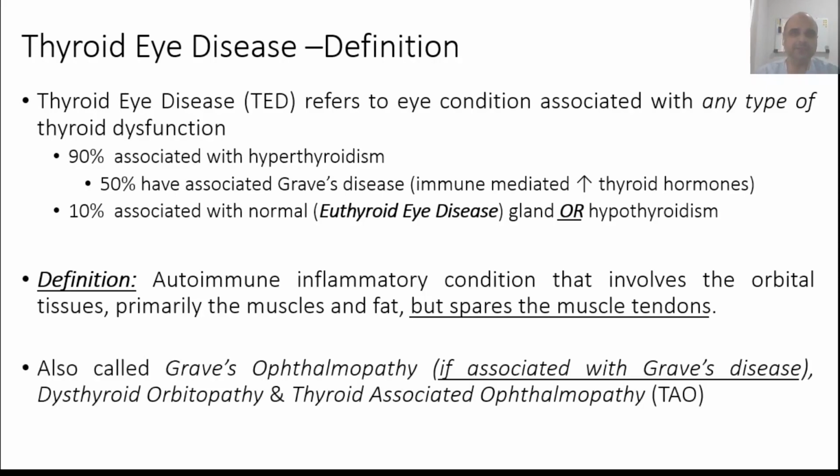As I said, it's also been called Graves' ophthalmopathy. If it's associated with Graves' disease, it's also called dysthyroid orbitopathy and thyroid-associated ophthalmopathy. So various terms, but the generally agreed upon term these days is thyroid eye disease.